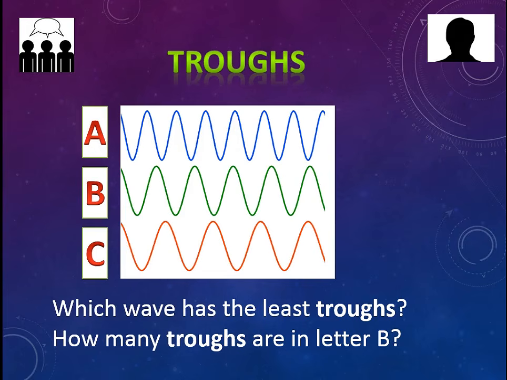Okay, now that you've had a chance to do that, which wave has the least troughs? Letter C has the least amount of bottoms or troughs. And how many troughs are in letter B? Let's count. 1, 2, 3, 4, 5 troughs in letter B.